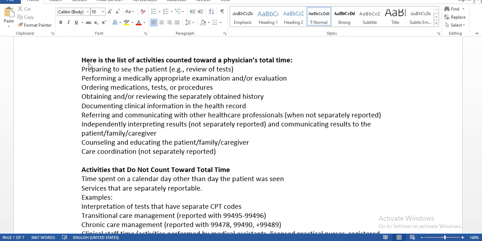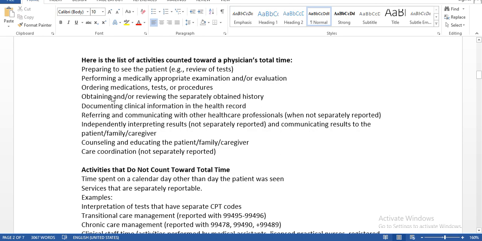Here is the list of activities counted toward a physician's total time or QHP's. As you know, we can count the QHP's time also while coding E&M using time. These are the activities which are included in the physician time. If the physician performs all these activities, we will include all of them while coding E&M using time. So we need to check the documentation to find out whether the physician is performing these activities or not.